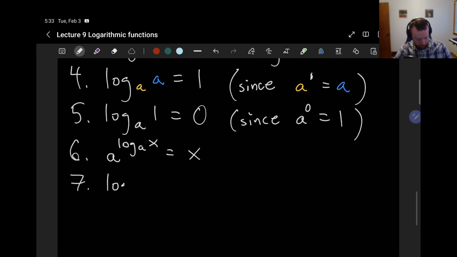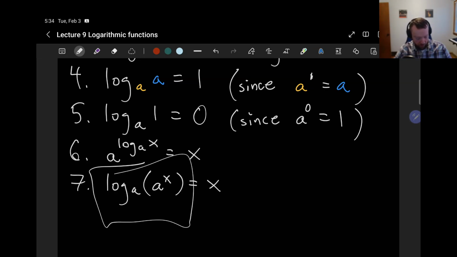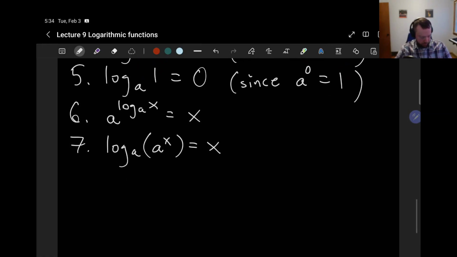And similarly, if I plug in a to the x into the log base a function, they're inverses of each other, so they essentially cancel, and we just get x back. This is also useful for solving equations, if you say, want to get rid of a log, or if you want to get rid of an exponential. Let's see this in action.